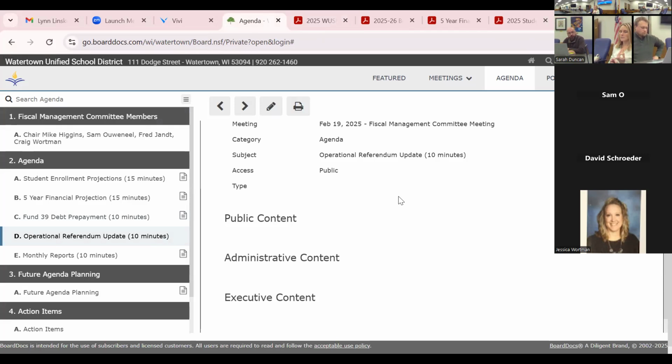Mailer 1 went out. We had some houses not receive it. I know that Melissa Lampy was looking into that, trying to make sure that did not happen with mailer number 2, which is getting queued up and getting close to being ready to go out. I don't remember the mail date on that, but that's coming up pretty fast.